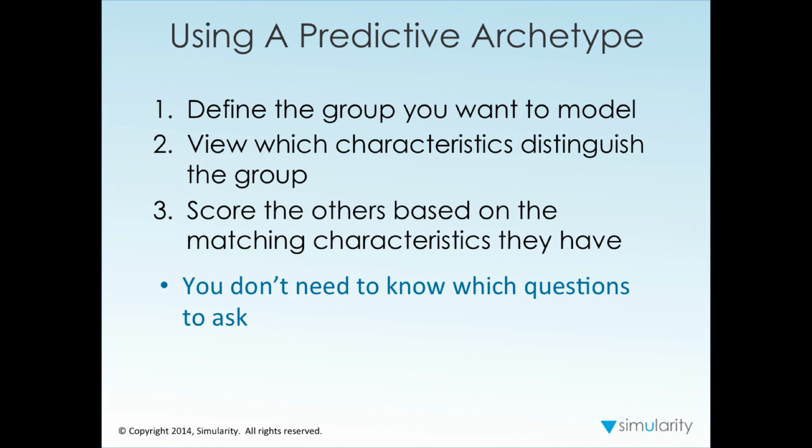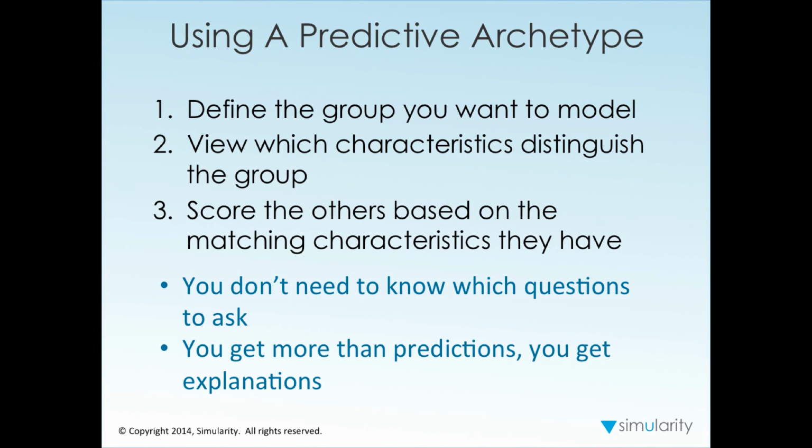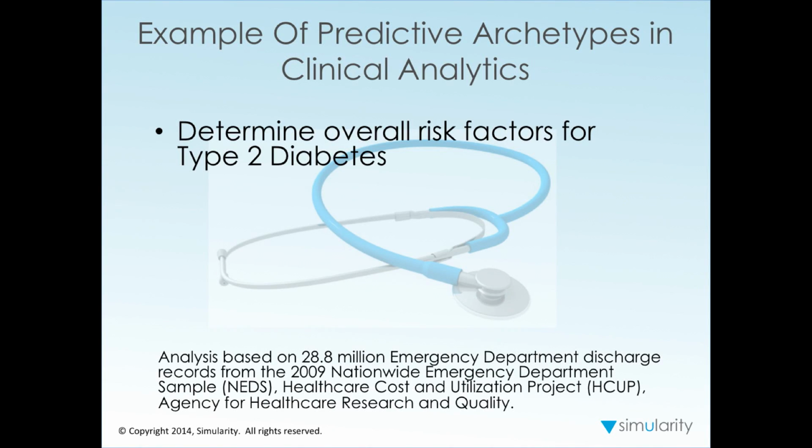What's great about this is you don't need to know which questions to ask. It looks through all of your data to find the most correlated features with your group. And you get more than just a predictive model. You get explanations. You can see why these features are correlated with your group and to what degree these features are correlated with your group.